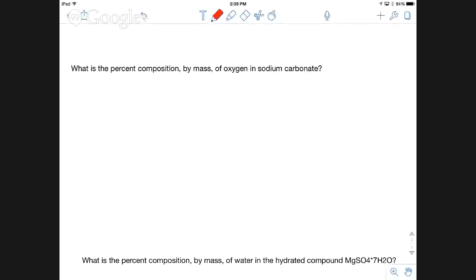This first one wants to know, what is the percent composition by mass of oxygen in sodium carbonate? Now, kind of the mean thing I did here. Normally, I would give you a formula.